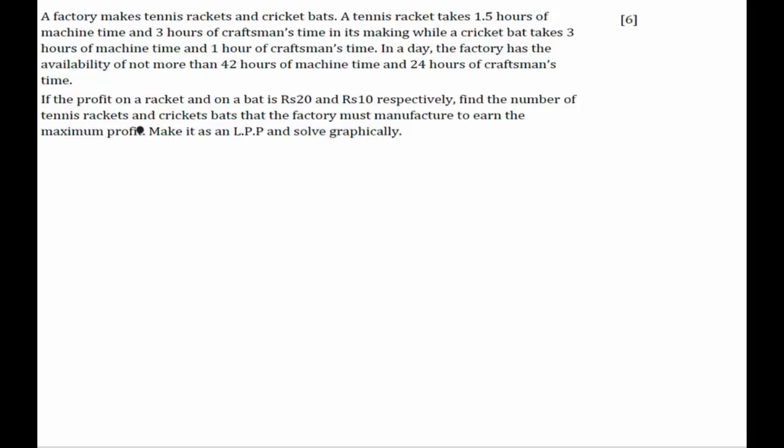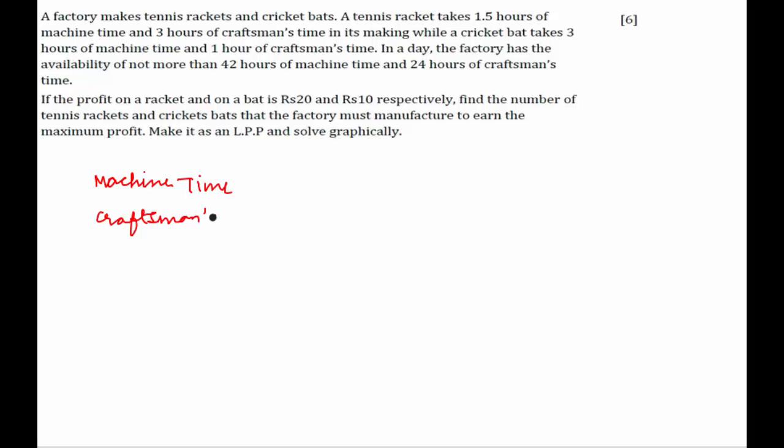Hello students, here we are given that a factory makes tennis rackets and cricket bats. A tennis racket takes 1.5 hours of machine time and 3 hours of craftsman time. And the same is given about the cricket bat also, the machine time and the craftsman time. So before reading the question itself, we can have a table kind of thing so that it becomes easy to retain the data. We don't have to read the question again and again.